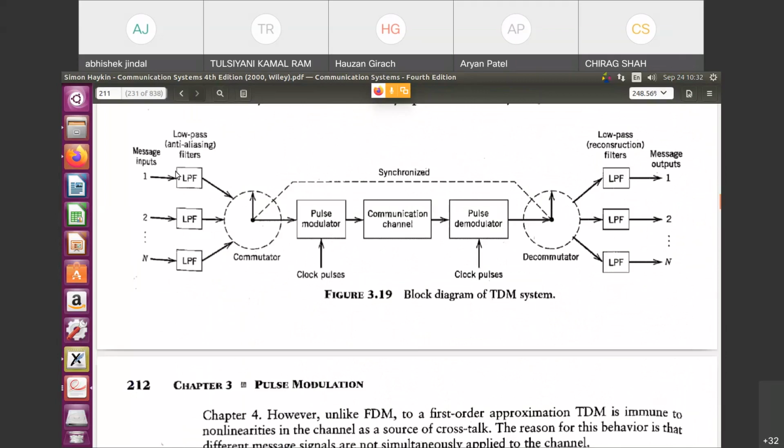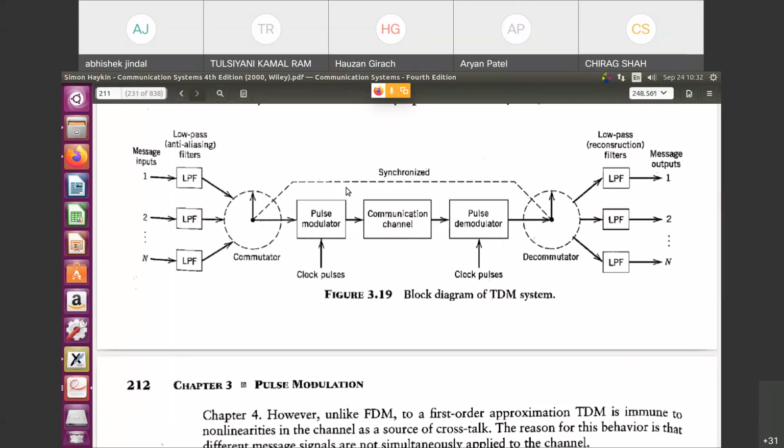So we have capital N number of message inputs. You have a low pass anti-aliasing filter, and then you apply each of the message inputs to the commutator. Now what is the commutator? It will just rotate, basically a type of electronic switch. Whatever scheme you design, if it needs to be used somewhere, it is entirely dependent on the hardware circuitry. Ultimately, the performance of these systems is limited by the performance of the hardware. So you need to have such a switch which can interleave these N samples, so that it can commutate among all the inputs.